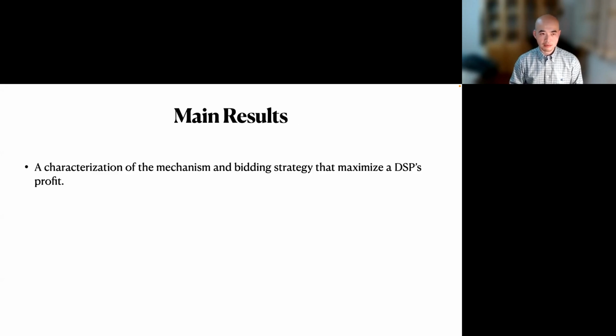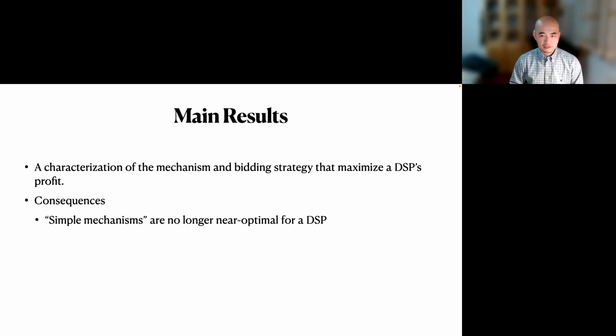Some of the main results we obtain is first, we give a full characterization of the mechanism and bidding strategy that maximize a DSP's profit. And then we derive a few consequences from this characterization. First, we show that in contrast to the simple direct auction without intermediaries, simple mechanisms are no longer near optimal for a DSP. From the center's point of view, somewhat surprisingly, its revenue is not monotone with respect to the advertiser's values, meaning that if I add an advertiser to the market or replace an advertiser by another one whose value stochastically dominates the old one, the center's revenue may decrease.